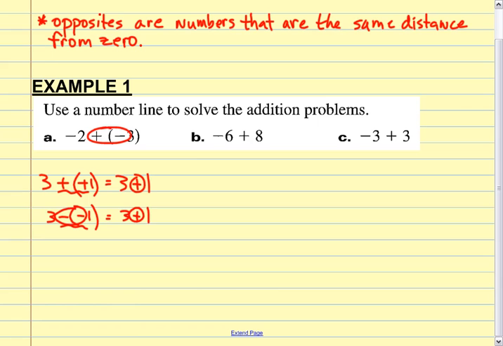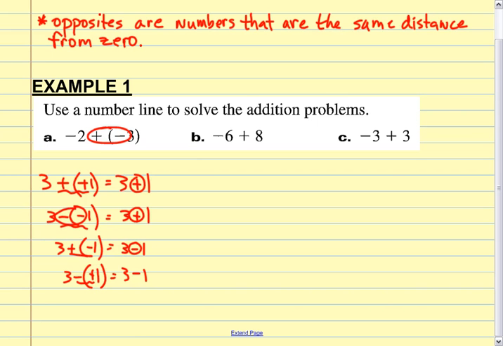So the rule that you can remember is, if they're the same, it's positive. Okay? If the two signs are different, 3 plus negative 1, that's the same as just 3 minus 1. If they're different, the sign's negative. 3 minus positive 1. If they're different, the sign is negative. Okay? Allison, does that make sense?